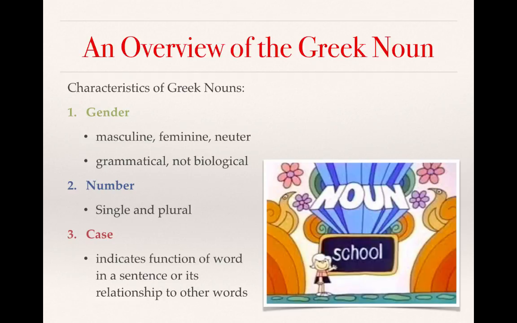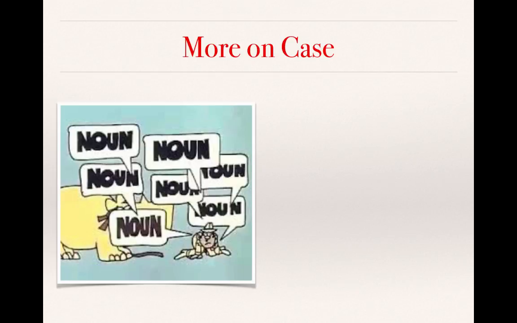And finally, case. This is really what indicates the function of a word in a sentence and its relationship to other words. And this will probably be the strangest aspect of the Greek noun for those of you who have not studied Greek before. So let's talk a little bit more about case. These are illustrative and basic examples of case, and they're not comprehensive. More nuances will be added as we move on, but these are some basic ways to think about case.